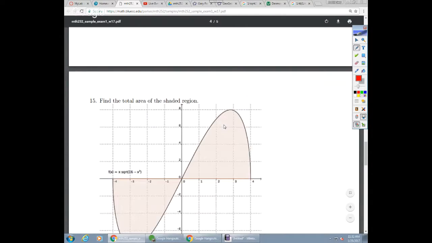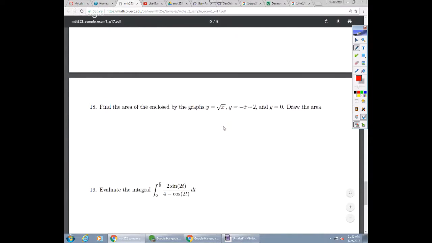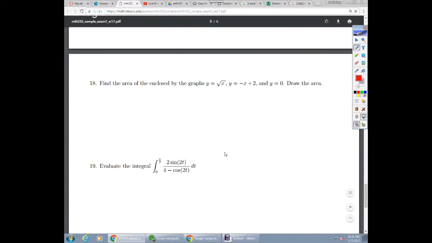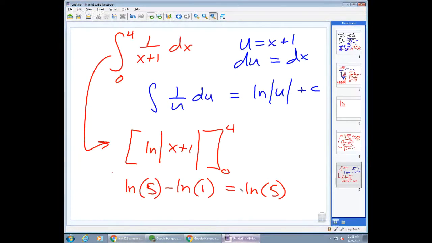Thank you. 18 is probably an area between curves. Yep. All right, find the area enclosed by the graphs of square root of x and negative x plus 2 and y equals 0. And we want to draw it. Okay, square root of x, negative x plus 2, y equals 0. Let's do it.